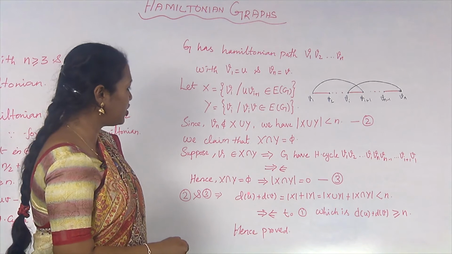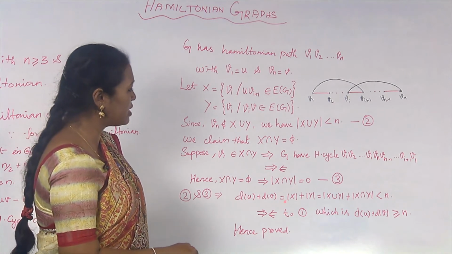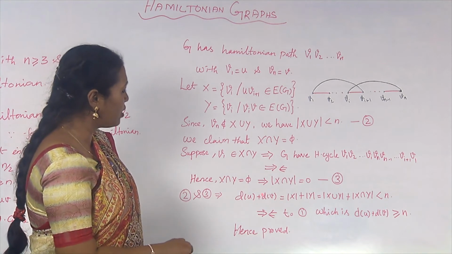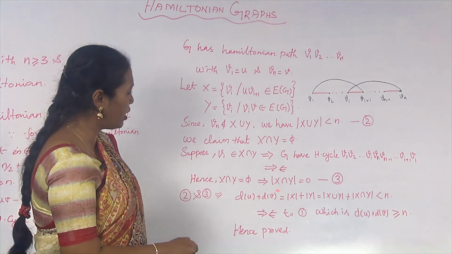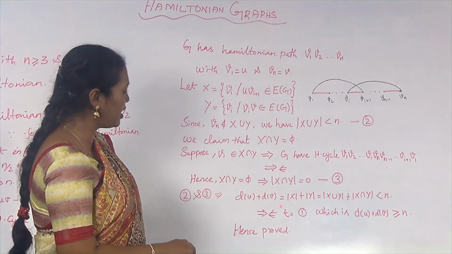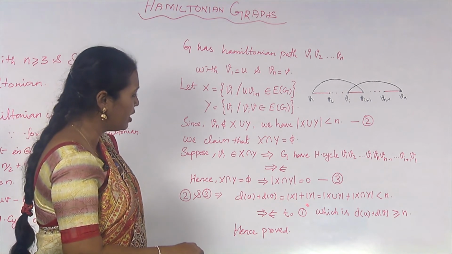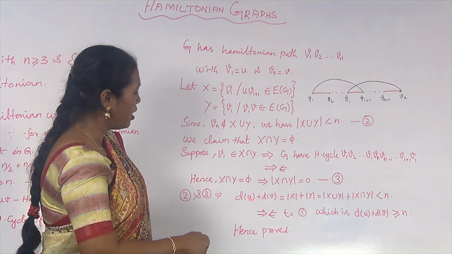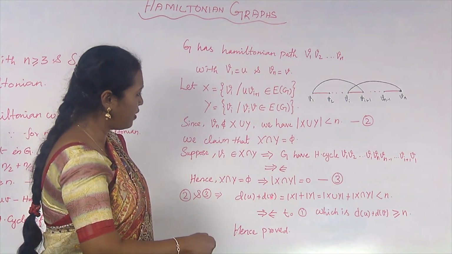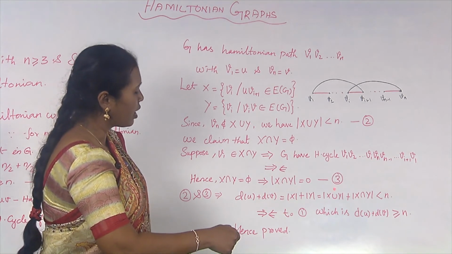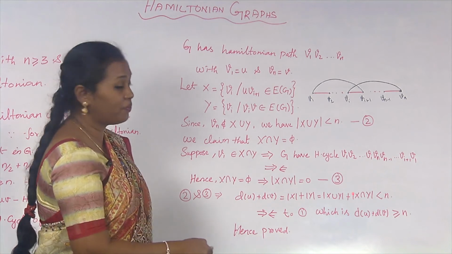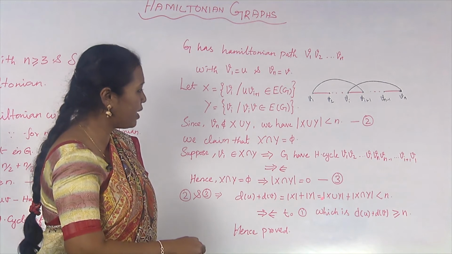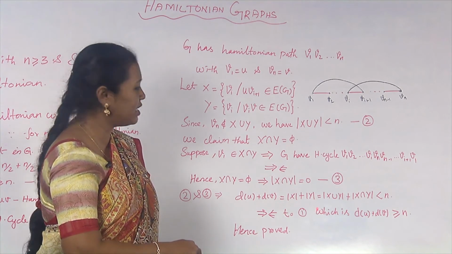From the earlier condition, d of u plus d of v is cardinality of X plus cardinality of Y. Why is that? Because all the vertices that are adjacent with u will come under X, and all the vertices that are adjacent with v will come under Y, and therefore the cardinality of X and cardinality of Y will be the sum of the degrees of u and v, and this is equal to cardinality of X union Y, and we know the definition of X union Y is cardinality of X plus cardinality of Y minus cardinality of X intersection Y.